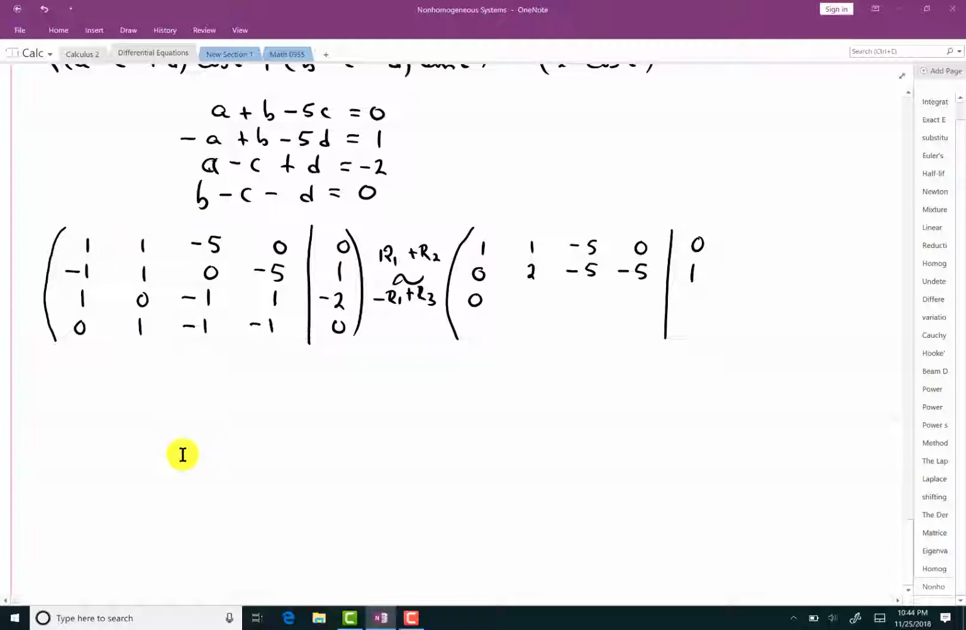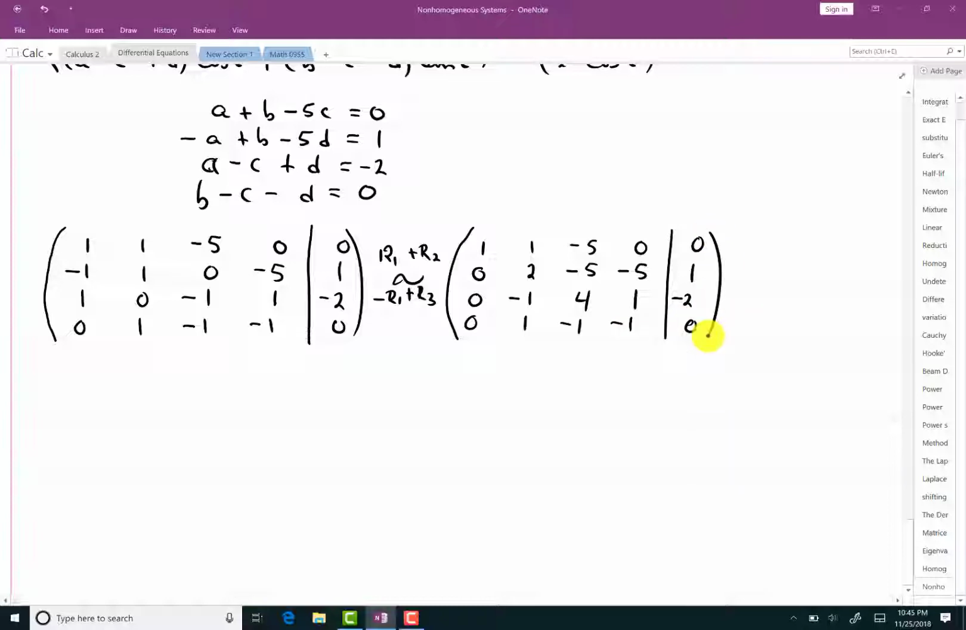Negative 1 plus 0 will be negative 1. The negative of this, 5, plus negative 1 will be 4. And then a negative 0 plus 1 will still be 1. Negative 0 minus 2 will still be negative 2. And I have not just yet done anything with the last row.